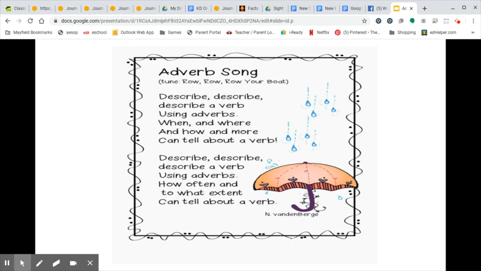Here we go. Describe, describe, describe a verb using adverbs. When and where and how and more can tell about a verb. Describe, describe, describe a verb using adverbs. How often and to what extent can tell about a verb.